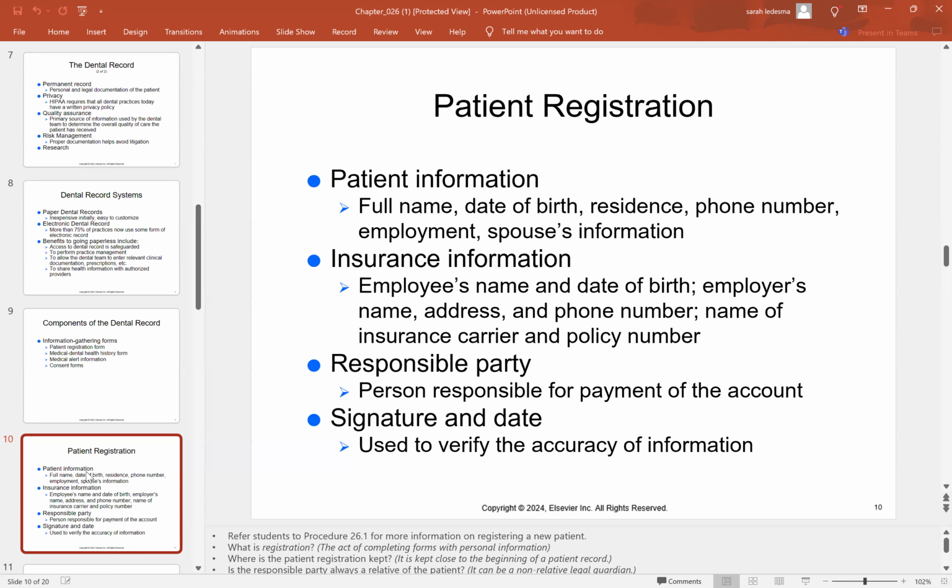Insurance information includes the employee's name and date of birth, employer's name, address, and phone number, name of insurance carrier, and policy number. The responsible party is the person responsible for payment of the account. Signature and date are used to verify the accuracy of information.